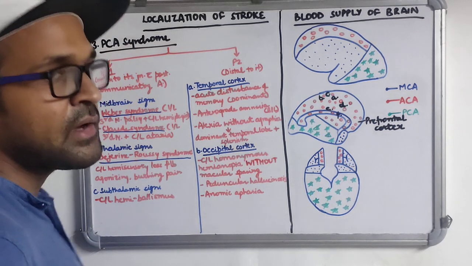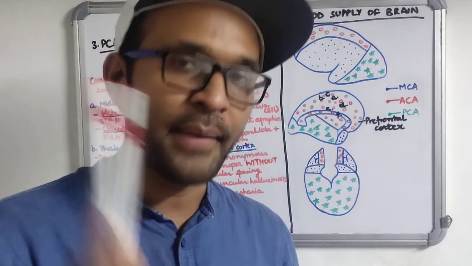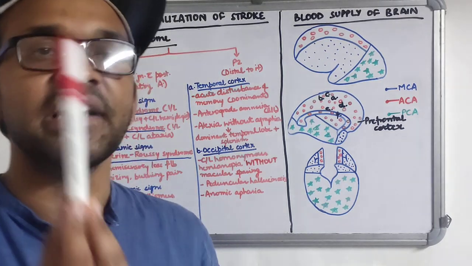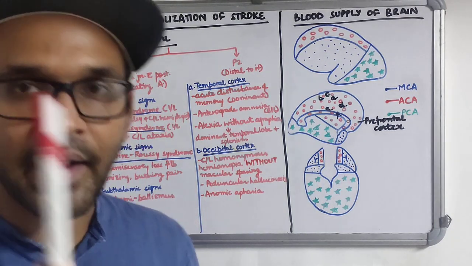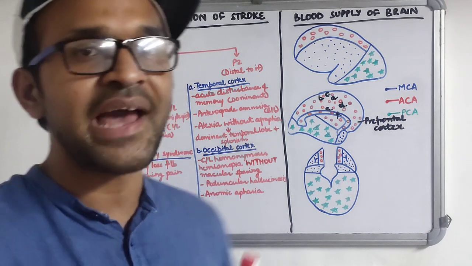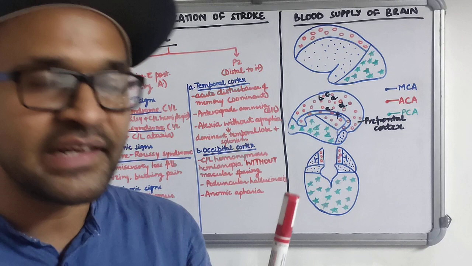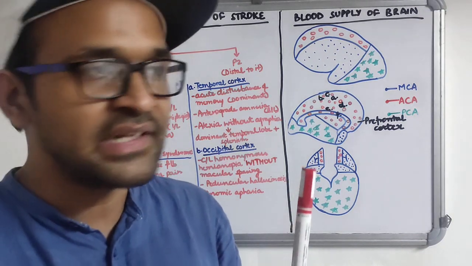Anomic aphasia is when the patient is unable to name objects. Supposing I show him a pen, he will tell me that it is red in color, it is used to write on the board, but he will not be able to name it. This is anomic aphasia. But the patient is identifying that it is something to write.